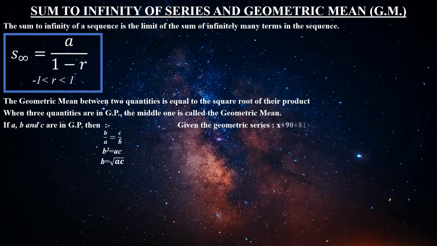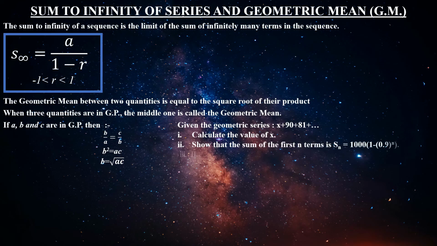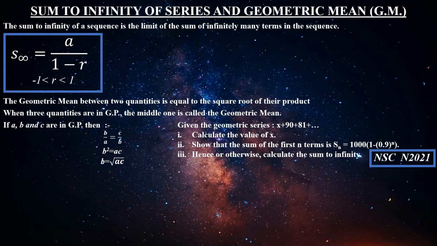So, given the geometric series x plus 90 plus 81, calculate the value of x and show that the sum of the first n terms is given by 1000 times (1 minus 0.9 to the power n), and the third part, hence or otherwise, calculate the sum to infinity. Okay, so you can see if you try to use a times r to the power n minus 1, you won't find the value of x, but good for us, we're given three terms. So what we're going to do is use the geometric mean. This is from the National Senior Certificate, South Africa, November 2021.